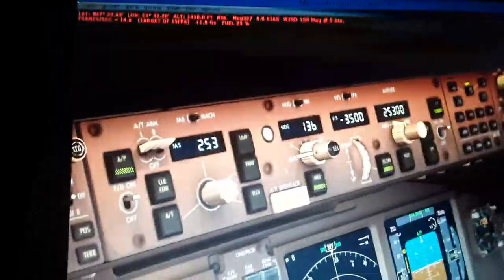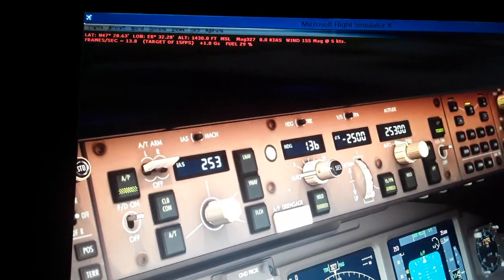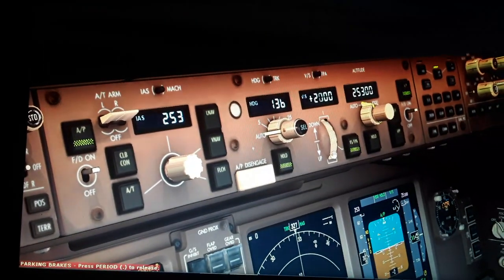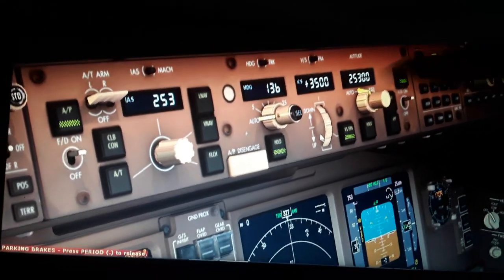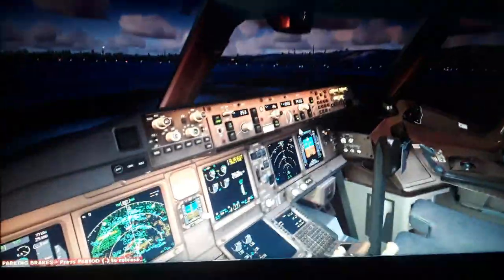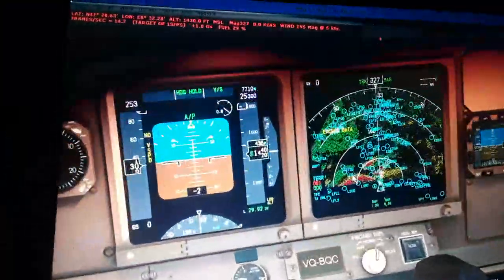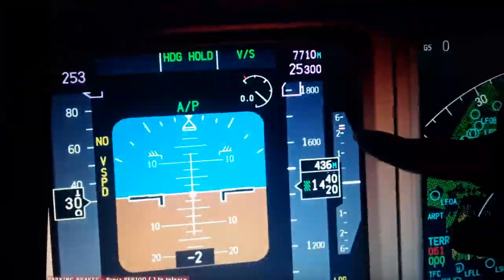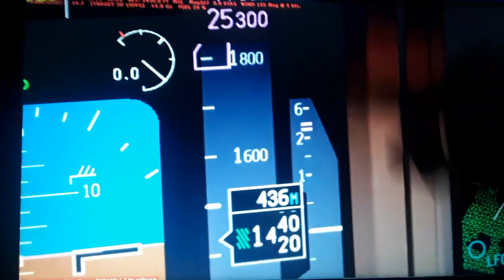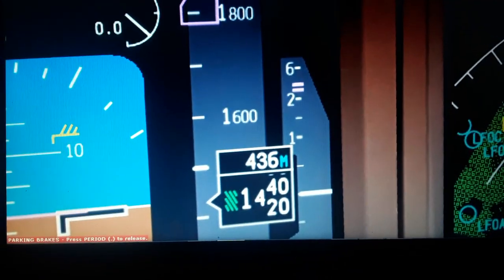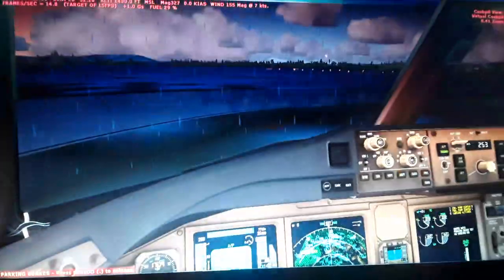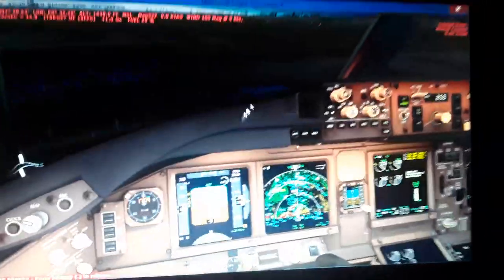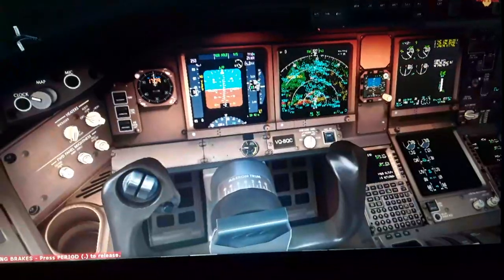So this is gonna be the requested vertical speed for the autopilot guidance, and now we can use a climb of plus 3,500 feet per minute. So we're gonna have the plus 3,500 feet per minute over here. So you can see the climb rate over here. Now we're gonna have the vertical speed and the autopilot on.